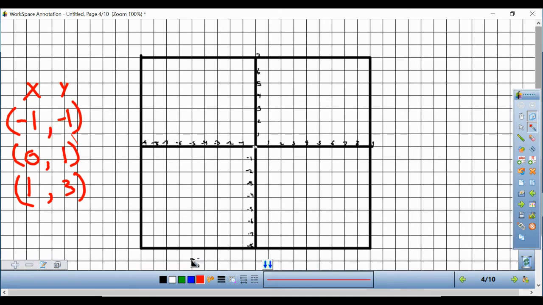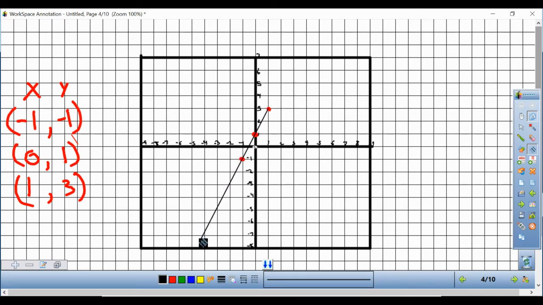I'm going to plot those points. Negative 1, 1 is my first point. Oh, I did the first point wrong. First point is negative 1, negative 1. Negative 1, negative 1 is here. The next point is 0, 1. 0, 1 is right here. And the next point is 1, 3. Over 1, up 3. And these three dots will form a line.